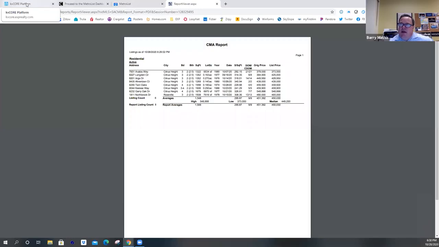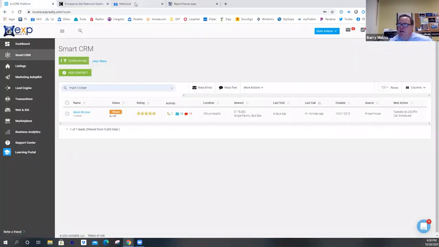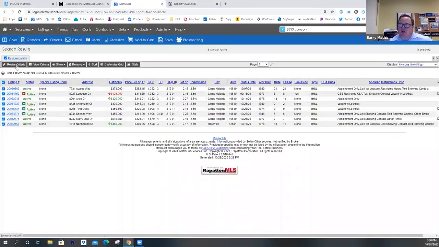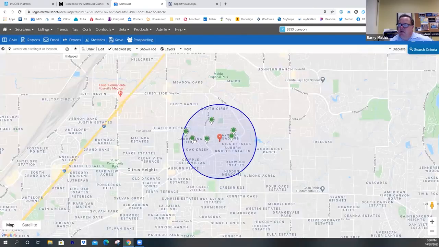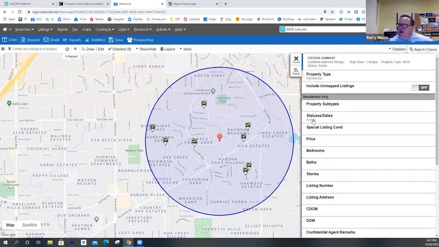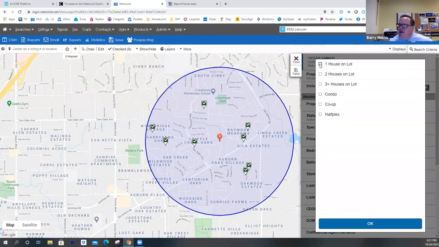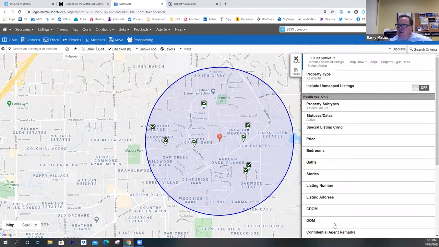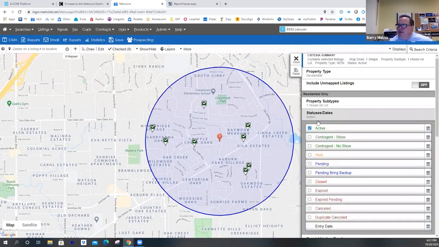Now I would go back into the same form, back into the same MLS, use that same circle, hit revise criteria. And we're going to do this lots and lots of times. You don't have to feel like you have to memorize this. All right, so on here, I'm going to select one house on one lot. That shouldn't have really gotten rid of very many. And then I'm going to change the active to be pendings.